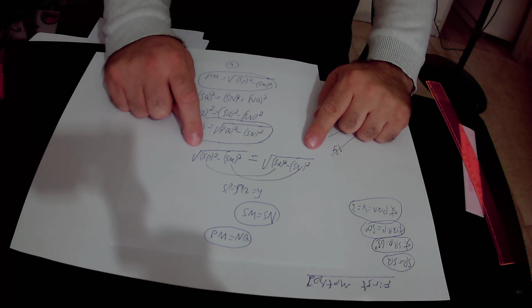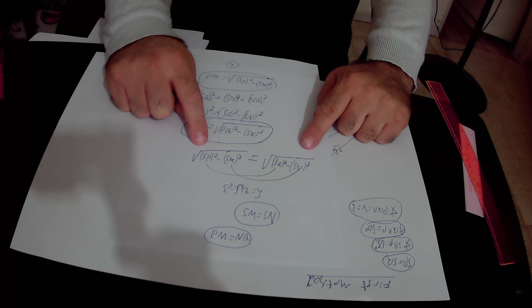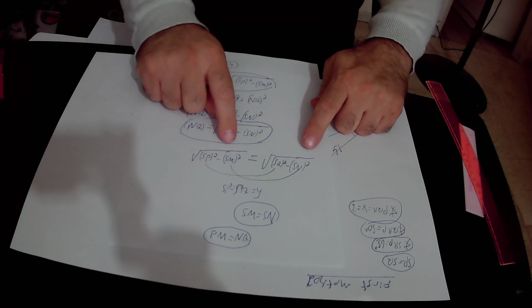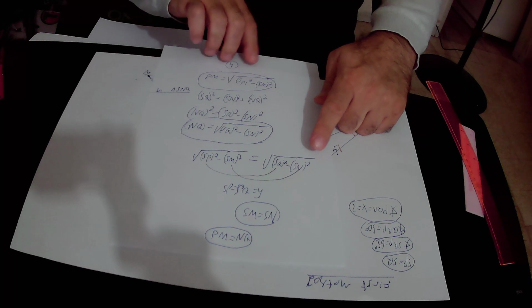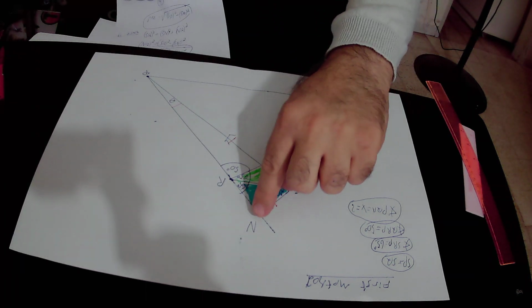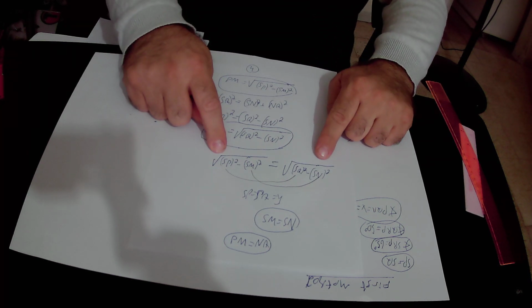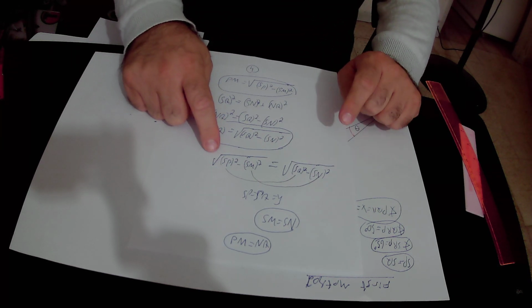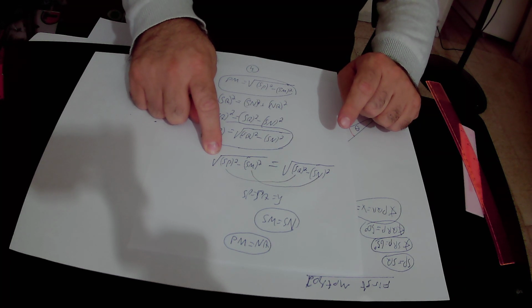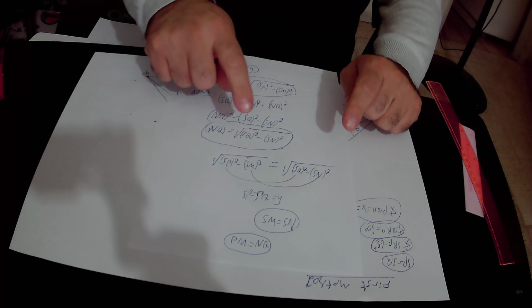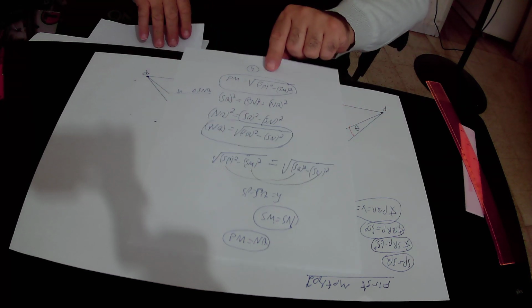We wrote these two expressions together. They are actually equal to each other. Why? Because SP equals SQ, it is given in the question, and we have already proved that SM equals SN. So those two expressions are equal to each other. So PM is equal to NQ, and we proved that PM equals NQ.